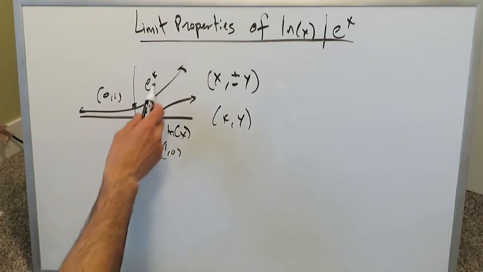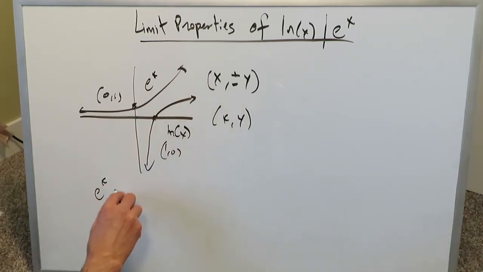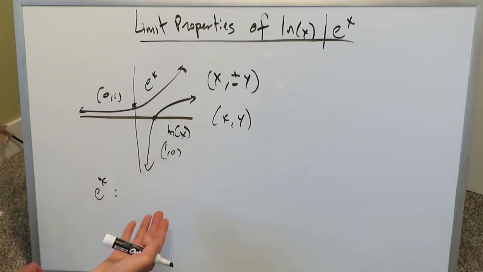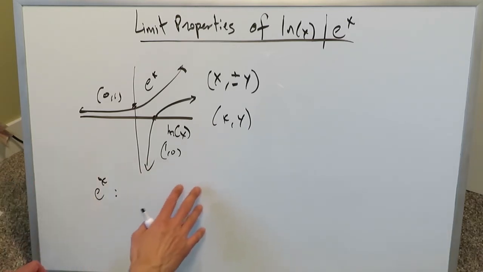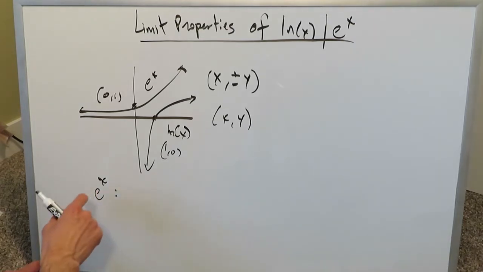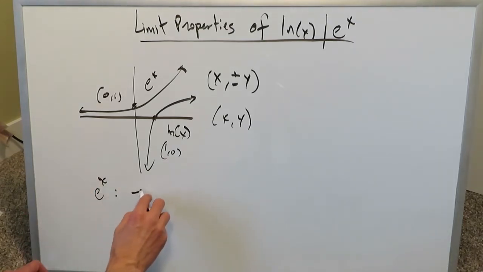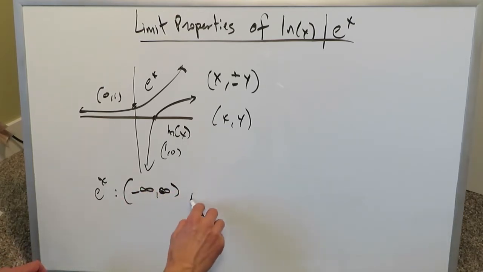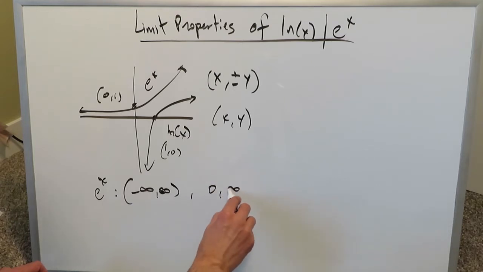An interesting point about the exponential function with regards to the domain: we know the domain is the set of inputs for a given function such that when you plug in those inputs, the x values, you will get outputs which are your y values. For the exponential function, the domain is always minus infinity to infinity. The range is going to be from 0 up to infinity.